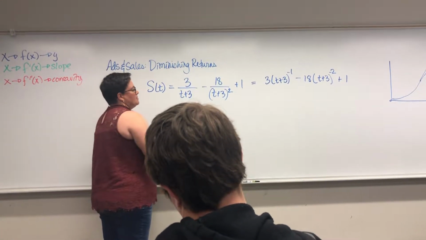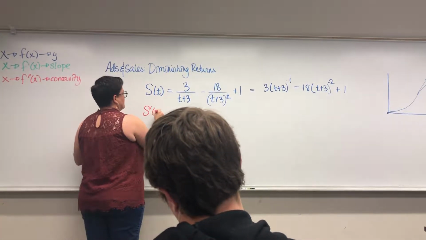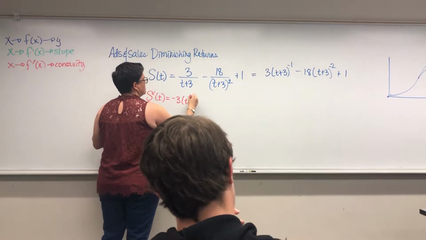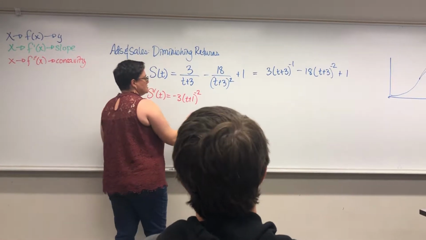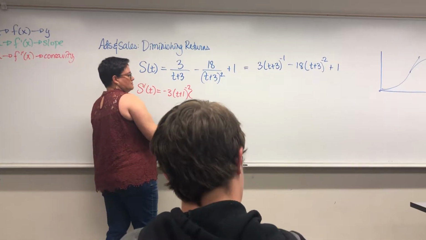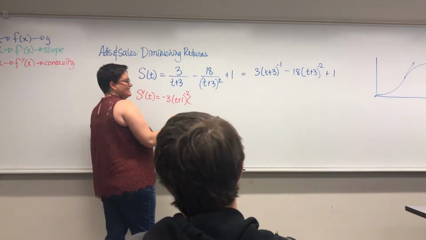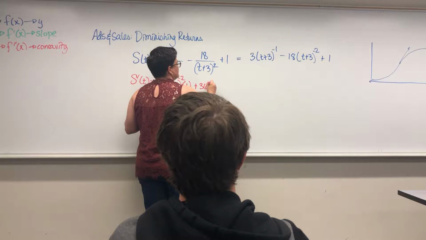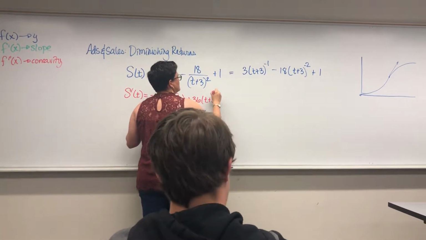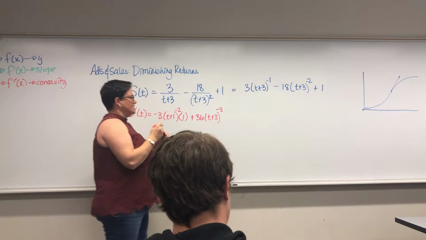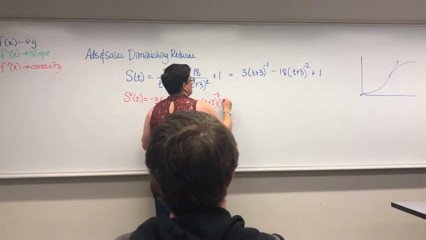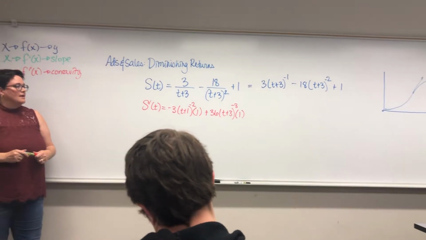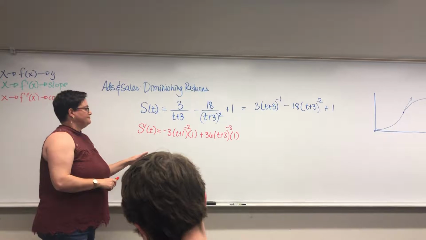What's the first derivative gonna be? So let's see, negative 3 junk to the negative 2, so that's d out. What's the derivative of the inside of that? T. 1. Awesome. And then the next one is positive 36 junk to the negative 3. And then the 1 on the end, you just kill it. Okay. So I'm going to clean this up just a little bit.